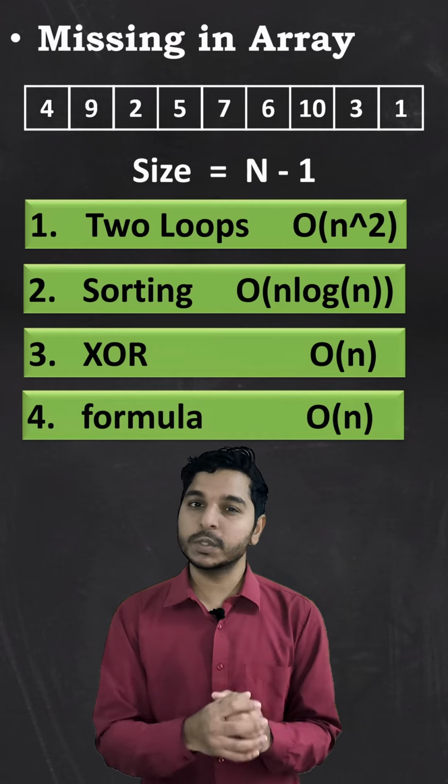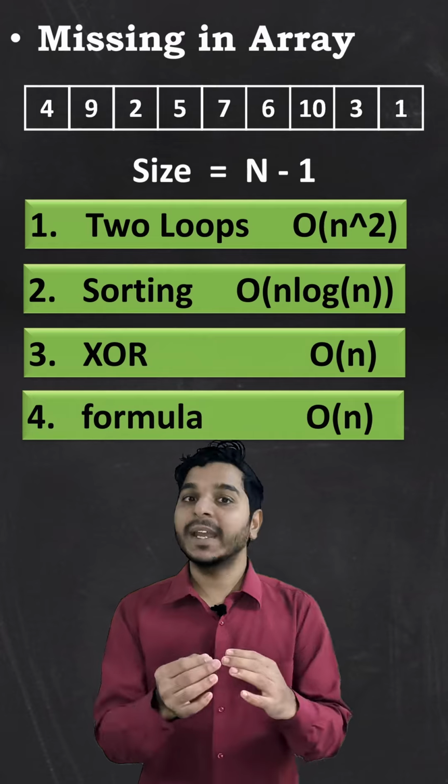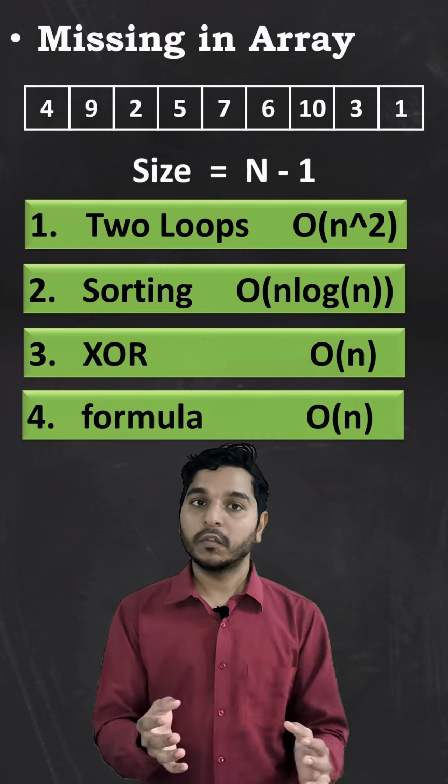So these are the four ways to solve this question. The first one is to use two loops, then we use sorting, which is n log n, and then we use XOR, which is big O of n, and the best one is to use the formula, and that's it.